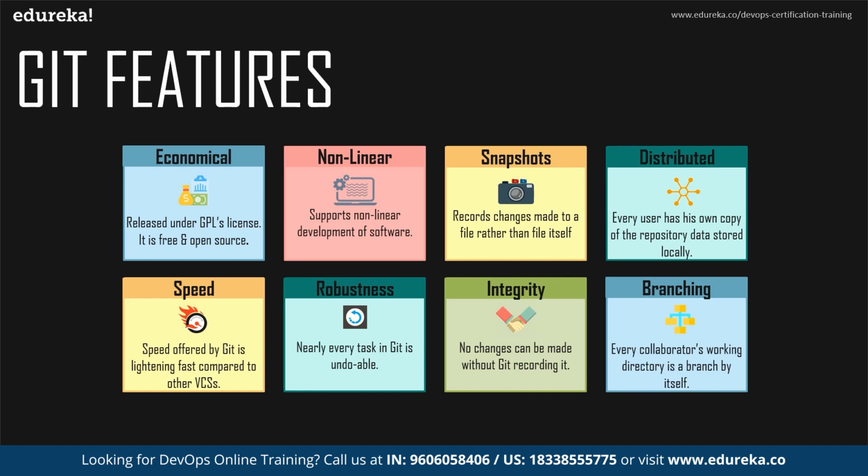Next are the snapshots, which are recorded changes made to a file rather than the file itself. Followed by which you have integrity, which means no changes can be made without Git recording it. Since every contributor has their own local repository, in the event of a system crash, the lost data can be recovered from any of the local repositories. You will always have a backup of all of your files, and none of the changes made to the central repository will go unlogged by Git.